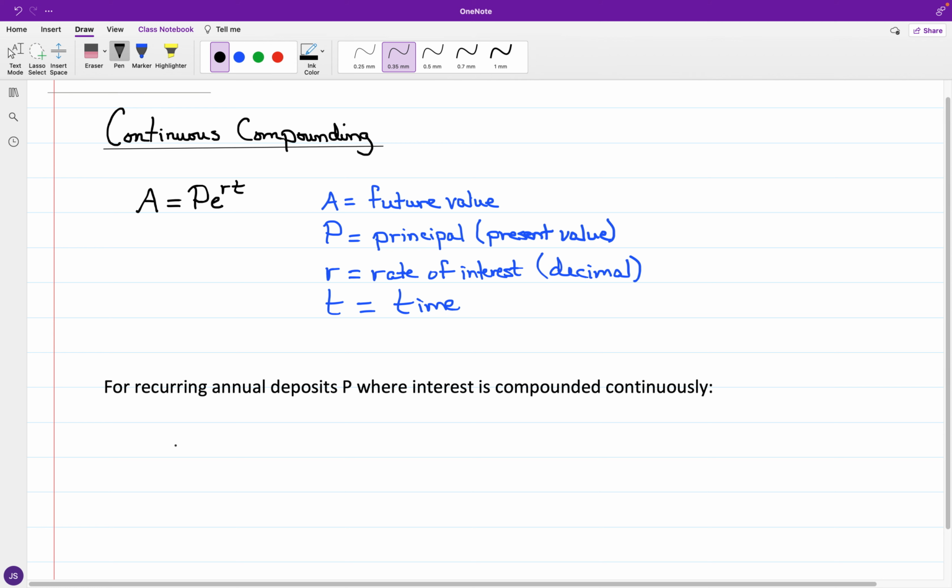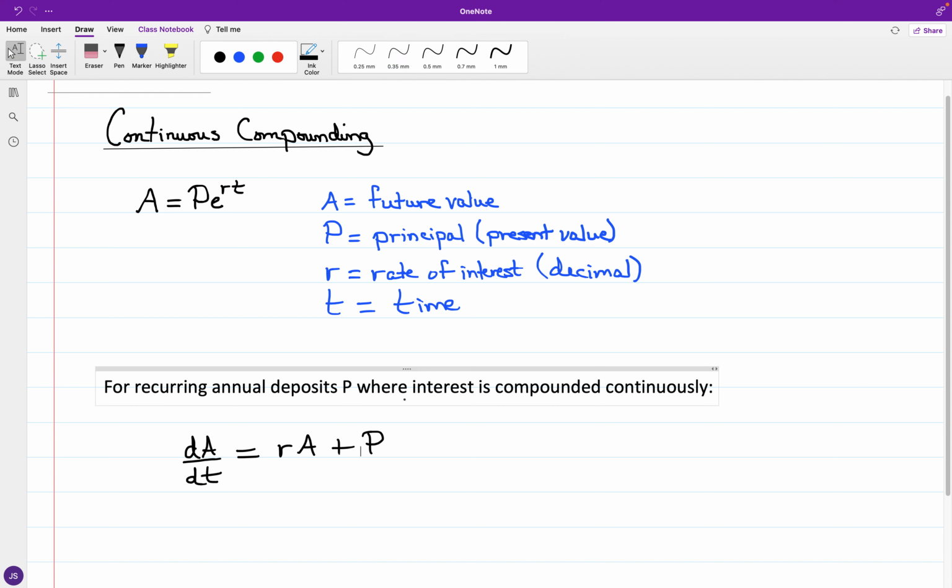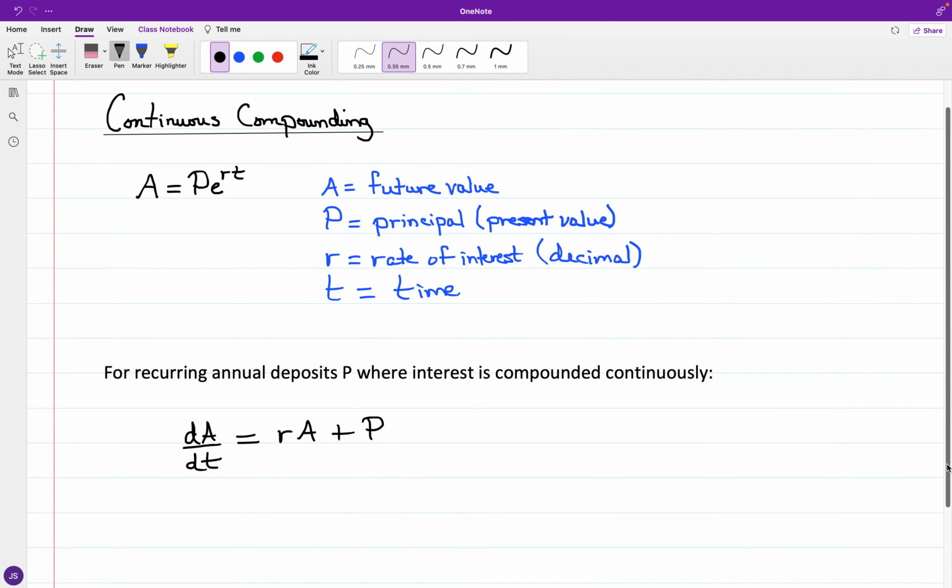Now for what we have here, we have dA over dt, and that's going to be the change in the account balance with respect to the change in time. We have that is equal to the rate of interest r times the amount A plus P, P being the recurring deposit amount. And if we look at solving in terms of the variable A, in the derivative, A is the dependent variable, t is the independent variable.